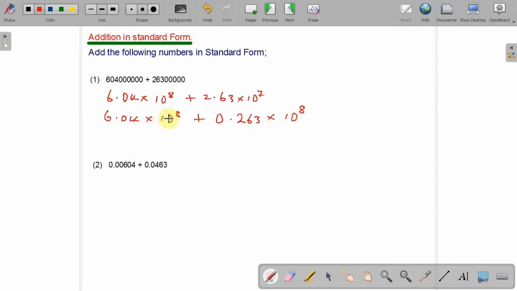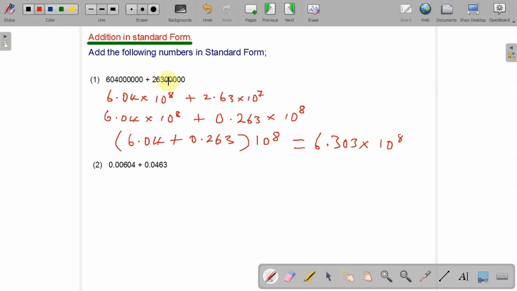As you can see, this 10 to the power 8 is now the same as the other 10 to the power 8. To solve this, bring these two values into one parenthesis and take one of these 10 to the power 8. This is what I mean. In one parenthesis, I'm going to have these two together, then 10 to the power 8 will come. This gives us 6.303 times 10 to the power 8. This becomes the answer.